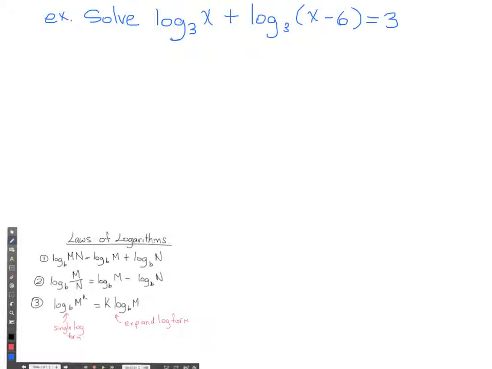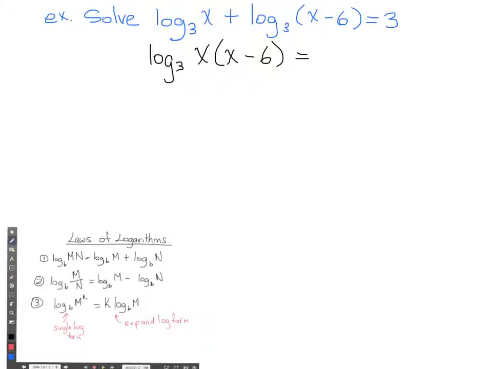According to our laws of logs, when you have an expanded log with a plus sign, you have to change it to a single log with a multiplication sign. So that's the first law. Let's go ahead and do that. So this becomes log to the base 3 of x times x minus 6 equals.